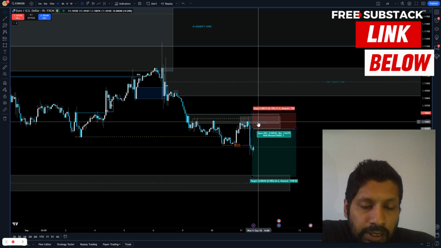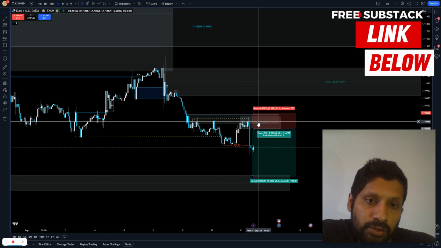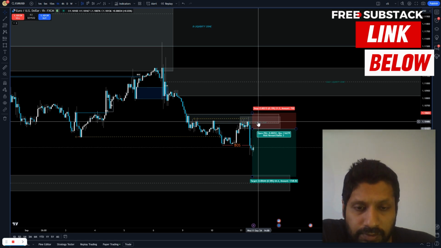So this is a liquidity zone based trade. There's no other indicator in this, and we're going to observe a 1 to 3 risk to reward ratio trade. So I'll update you guys based on this trade.